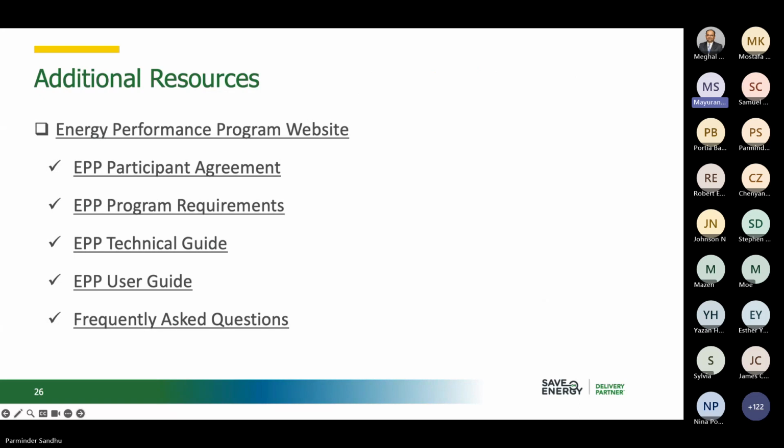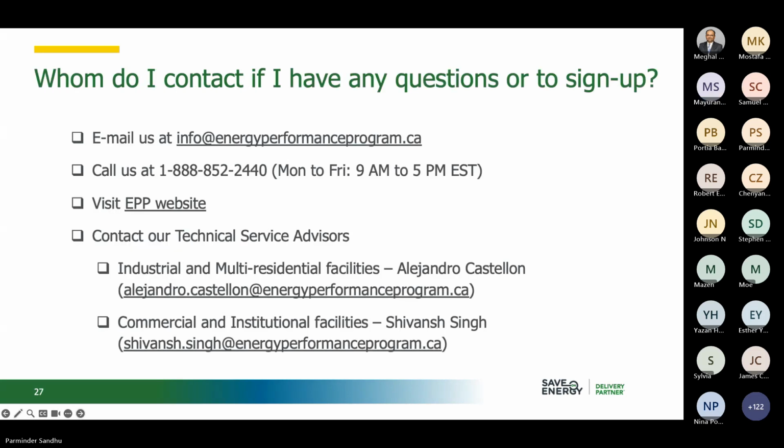There are several resources available to you on the Save on Energy EPP program webpage. On the EPP webpage, the participant agreement, program requirements, technical guides, user guide, and FAQs are all posted. If you do have any questions, please send us an email or call us. The contact information will be kept on the screen at the end of the webinar, as well as emailed to you after the webinar ends.